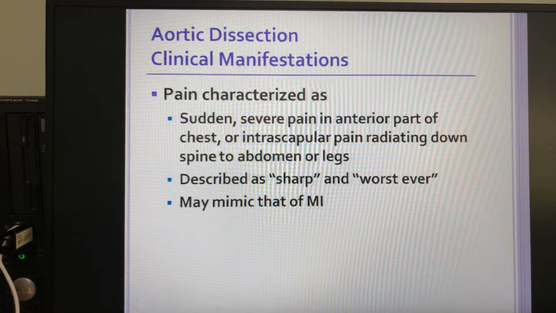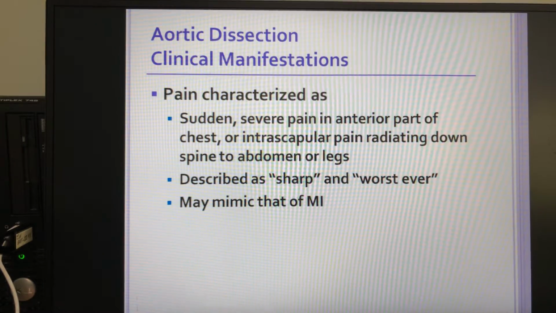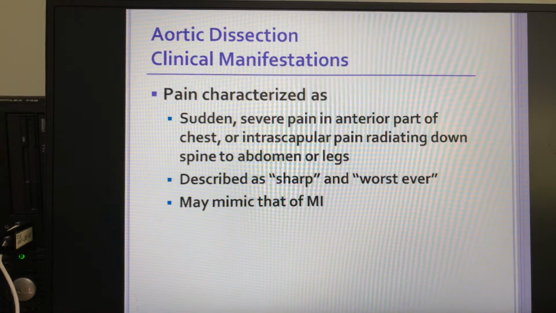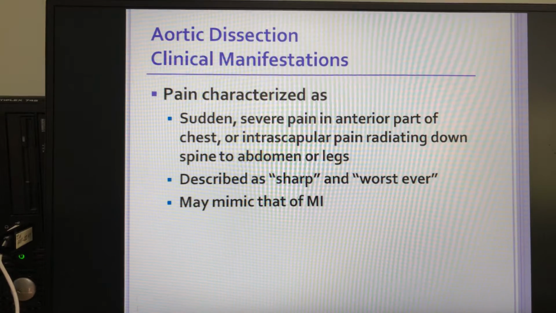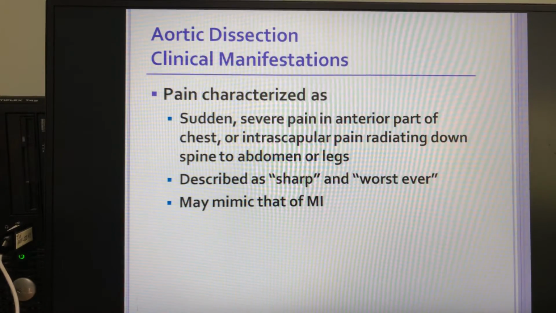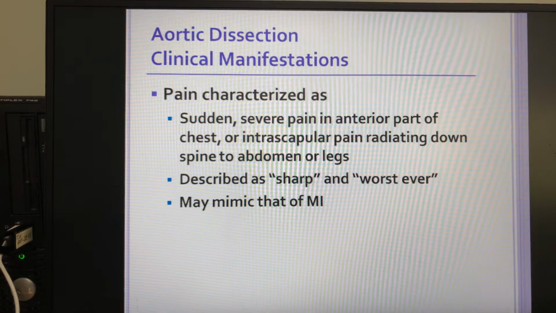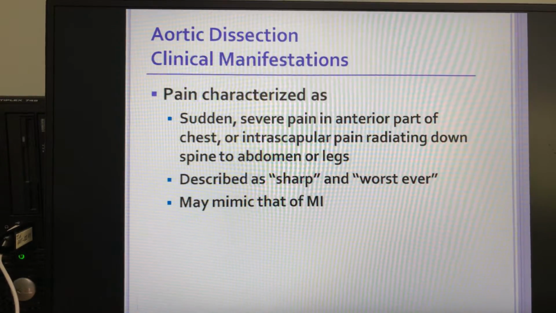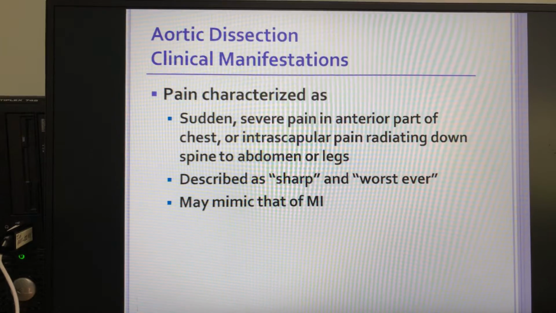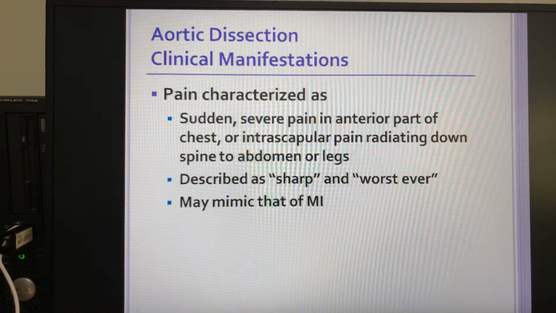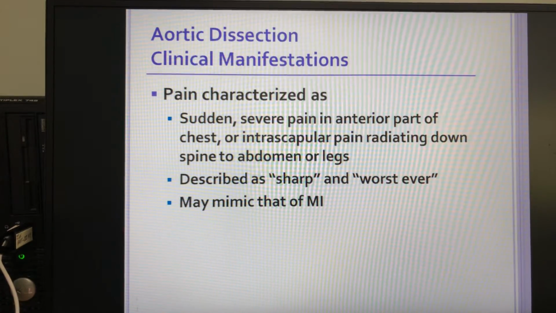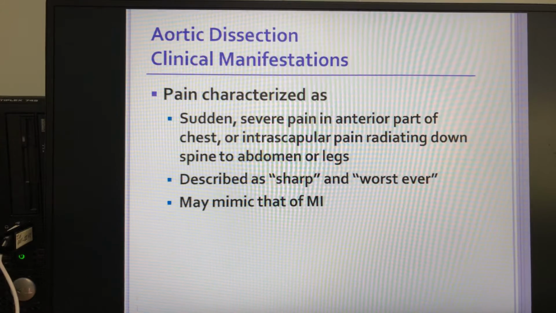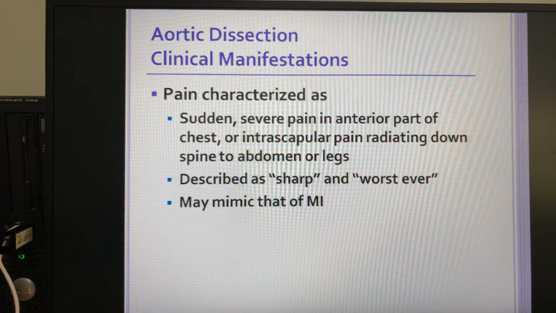That pain is characterized by sudden severe pain in the anterior part of the chest, or interscapular pain radiating down the spine to the abdomen or legs. It can be described again as sharp and the worst pain ever, and it may mimic the pain of an actual MI. But dissection pain can be differentiated from MI pain in that it is more gradual in onset and has increasing intensity. As the dissection progresses, pain may migrate and follow the path of the dissection.